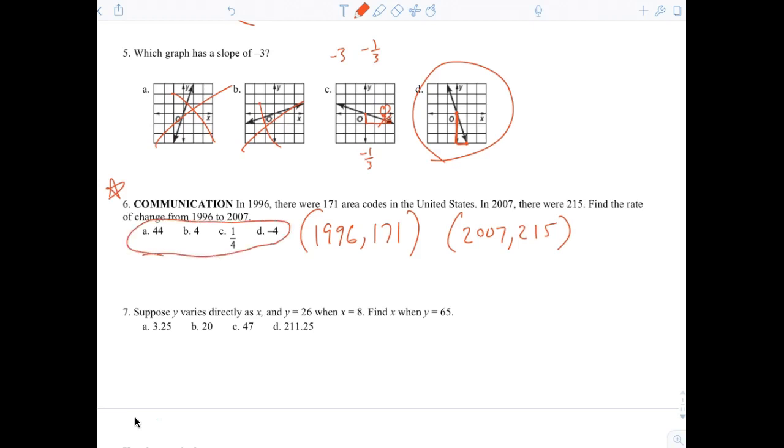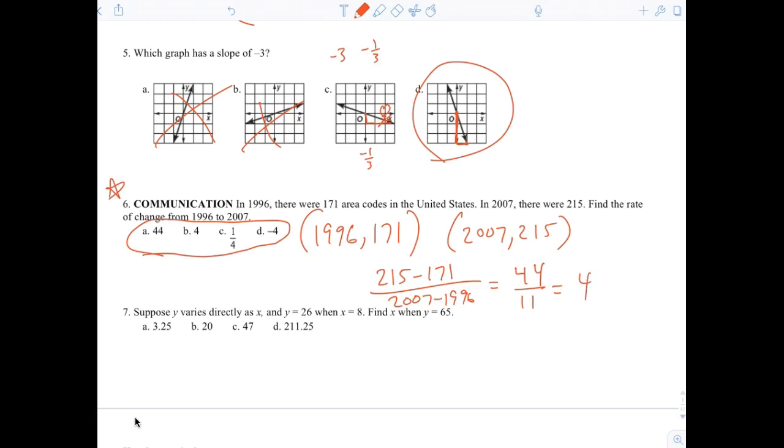Well, I looked at my answers, so you're looking at them like they're ordered pairs. So what's 215 minus 171 over 2007 minus 1996? It's 44 over 11, which is 4.